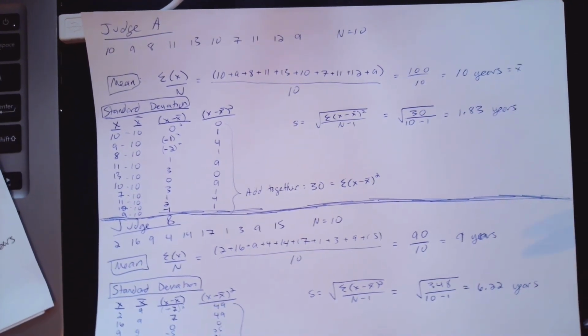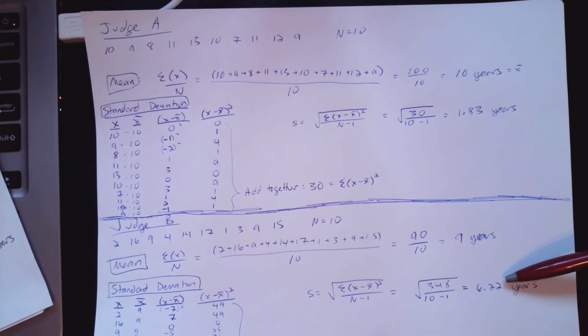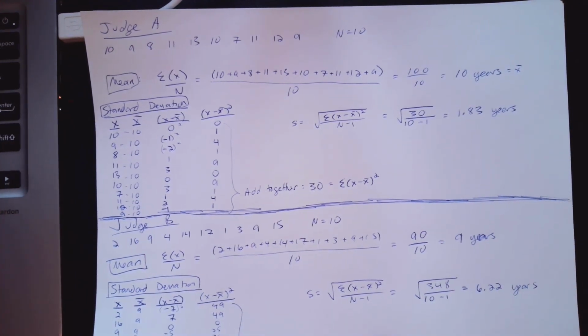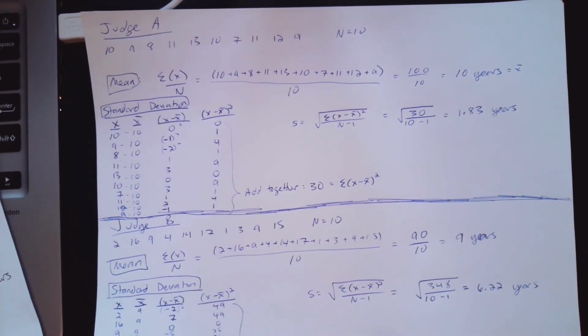With Judge B, on the other hand, it's kind of a crapshoot. You have some sentences that are much greater than 10 years, and you have some sentences that are much less than 10 years, but you don't really know what you're going to get, because there's a whole lot of variability there. And that amount of variability is reflected in the standard deviation that we have here.